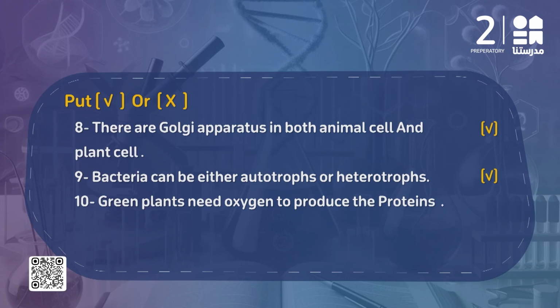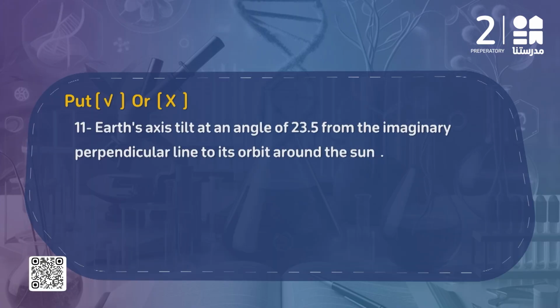يبقى مش الأكسجين gas خالص اللي مهم لل production of proteins. واتفقنا ان في some types of plants they are unable to get or fix atmospheric nitrogen from the air, so they depend on other types of bacteria to fix atmospheric nitrogen زي ما اتفقنا ما بيحصل بين nodular bacteria and leguminous plants. Question number 11 بيقول لي Earth's axis tilts at an angle of 23.5 from the imaginary perpendicular line to its orbit around the sun, so this is totally right.